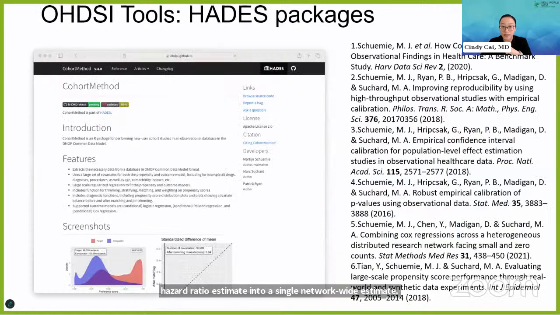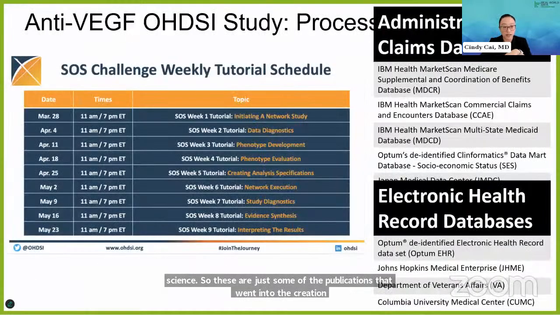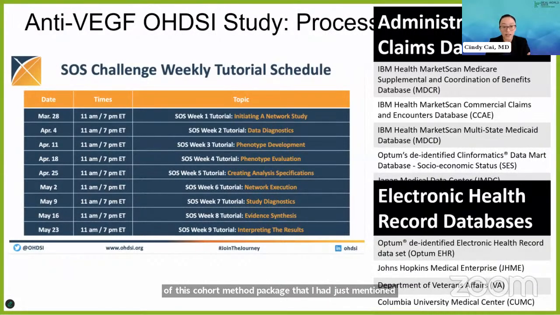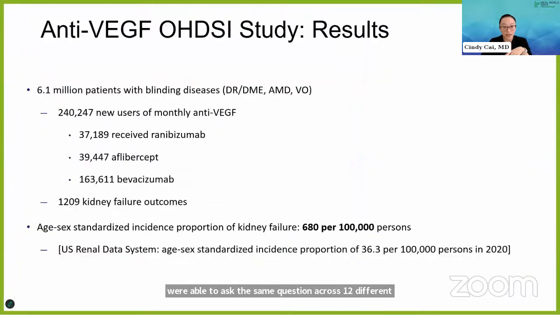And just as a comment on some of these Hades packages, you might be thinking to yourself, well, this is all too easy. All the analytics are already there. But keep in mind, these tools were created by giants in the Odyssey community through years of optimizing this science. So these are just some of the publications that went into the creation of this cohort method package that I had just mentioned. So because of all of this infrastructure that exists, we were able to ask the same question across 12 different databases in a matter of 9 weeks. And you can see the schedule here.